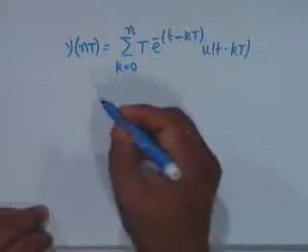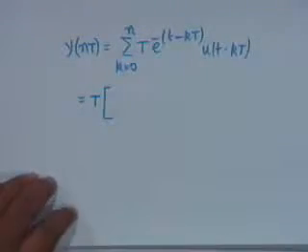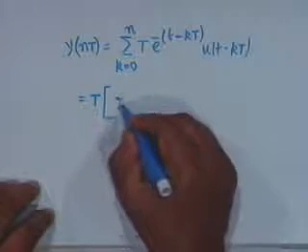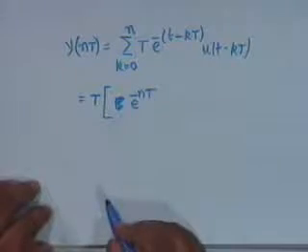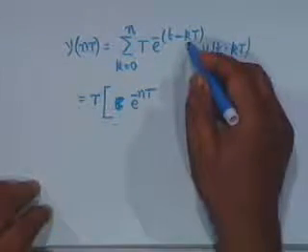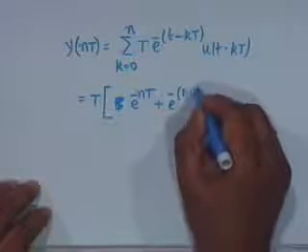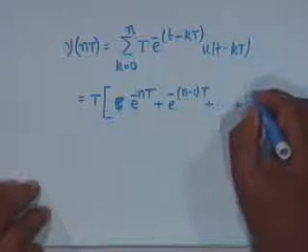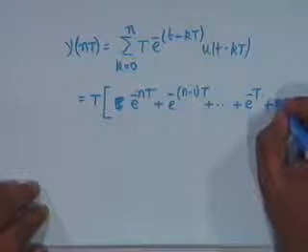Alright. Now let's write this in an expanded manner. Capital T we take out. What we get is T, times e to the minus nT when k equals 0, plus e to the minus (n minus 1)T, plus etc., plus e to the minus T. When k equals n, we shall get a value of 1.